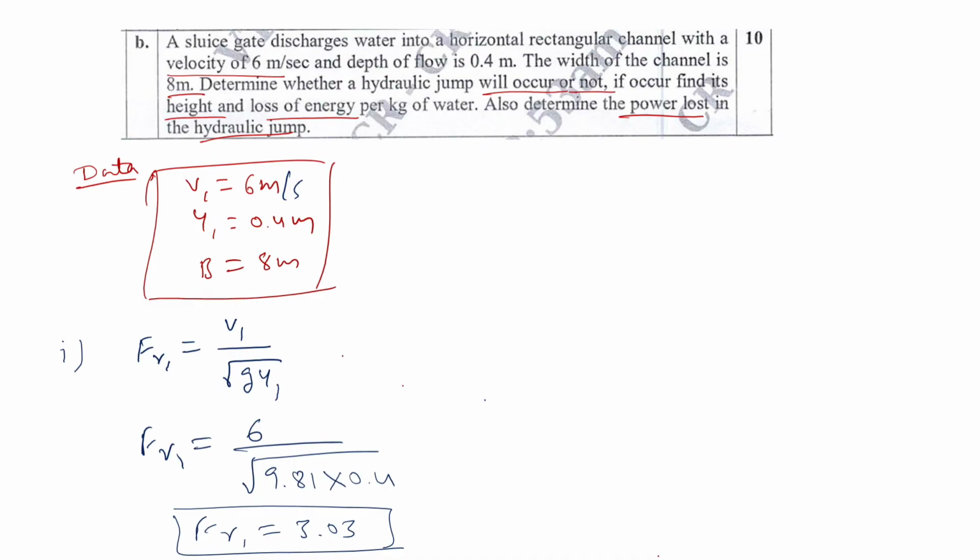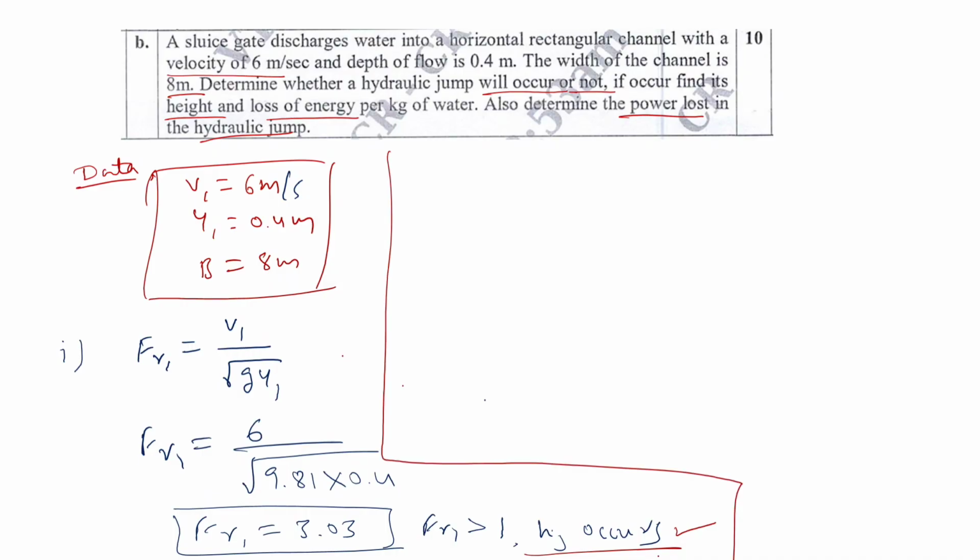Since Fr1 is greater than 1, the flow is supercritical. Therefore, the hydraulic jump occurs. Since the hydraulic jump occurs, we have to calculate the height of the hydraulic jump.